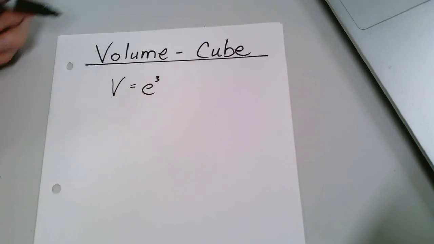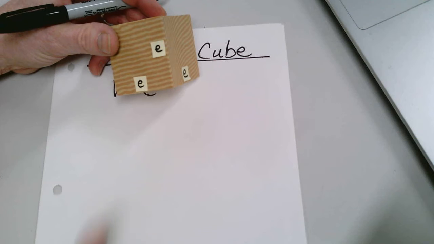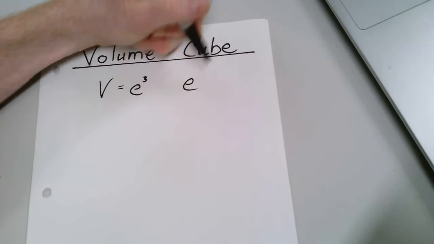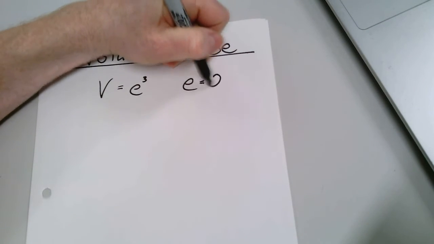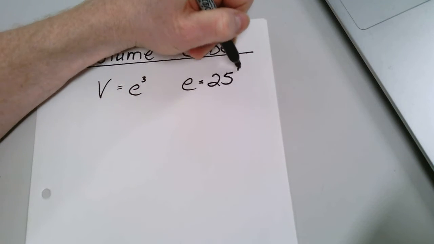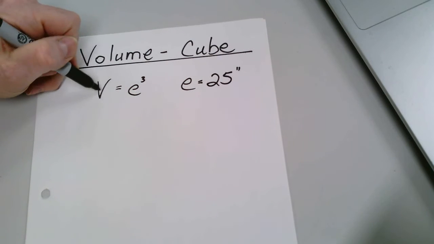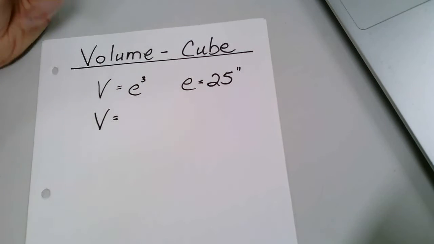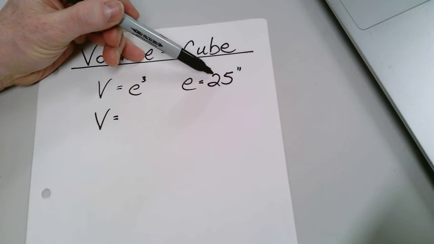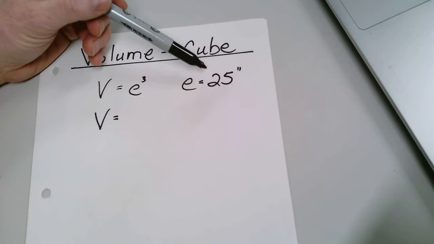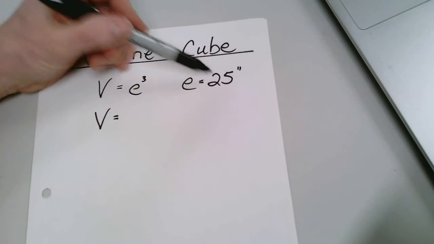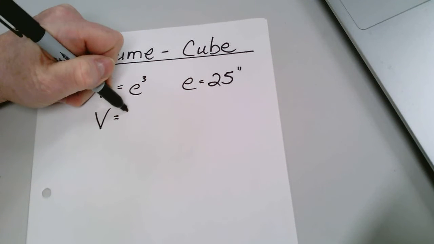the cube sign. So let's do a question. Let's pretend that on our cube each edge is 25 inches. So we'd start with our formula. Then, as we do all the time, we take our numbers and we plug them into the formula. This one's easy because there's only one letter in this formula. So we take the 25, put it where the E is.